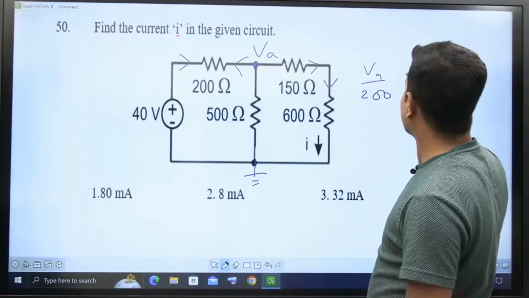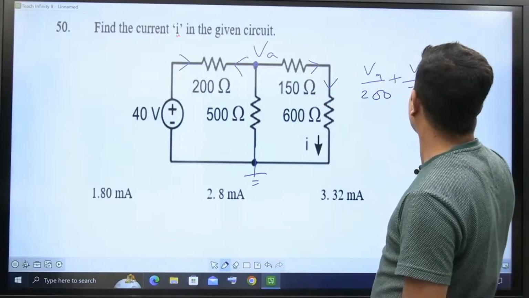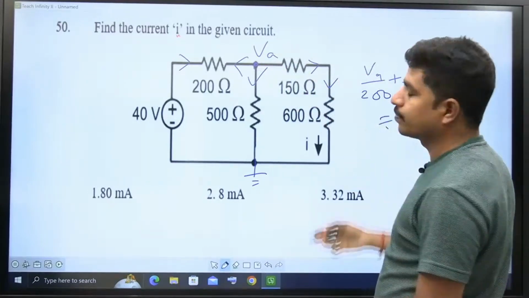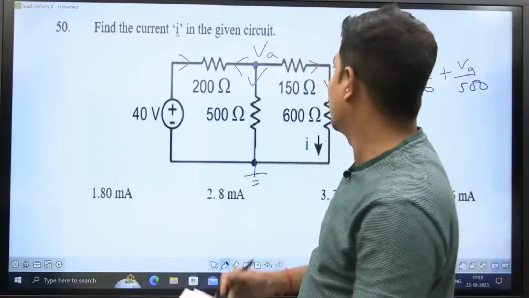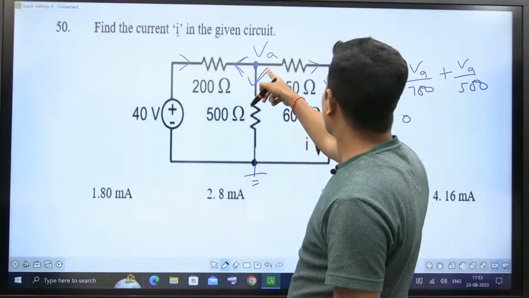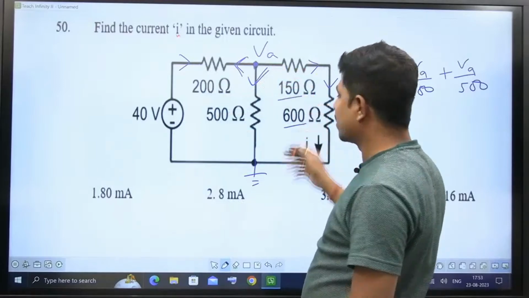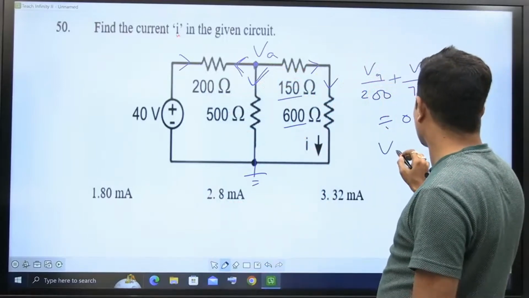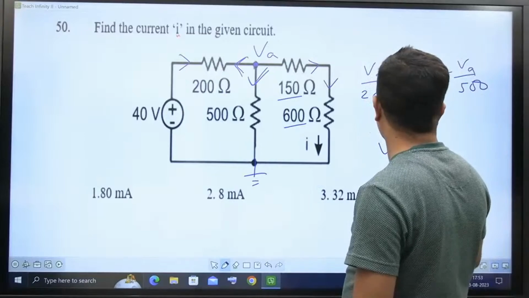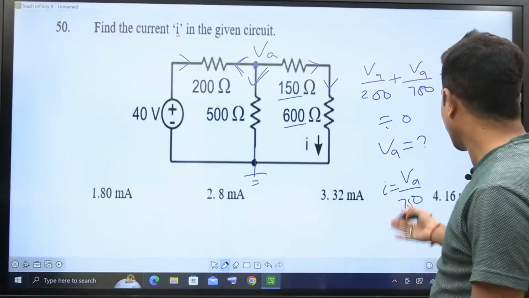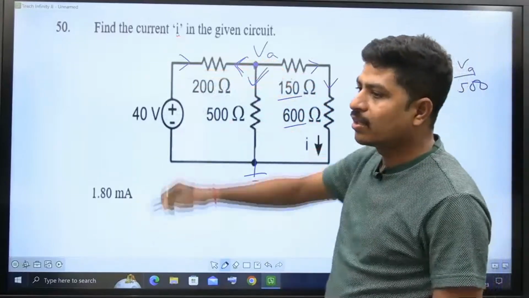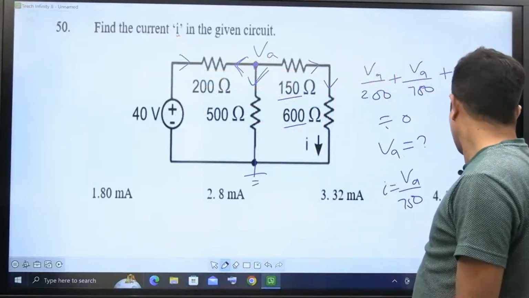Now, VA by 200 is this current, leaving current, plus VA by 750, plus this current VA by 500, is equal to 0. I'm assuming that all the currents are leaving at that point A. Therefore, VA by 500 is this current. VA minus 400 by 200 is that current. VA by 600 plus 150, 750 will be that current. That is equal to 0. If you solve this, you're going to get VA. Now, this current I is equal to VA by 750. You can do it and you're going to get the answer. It's not a big deal at all. Okay, let's go to the next question.